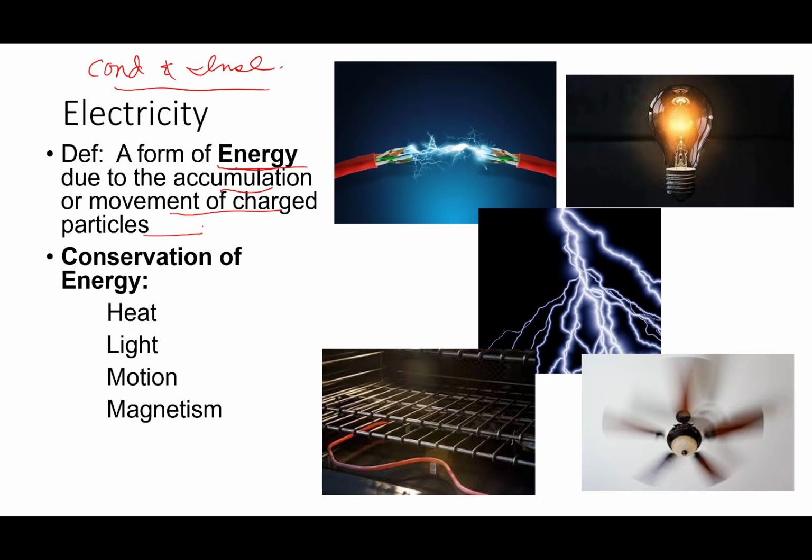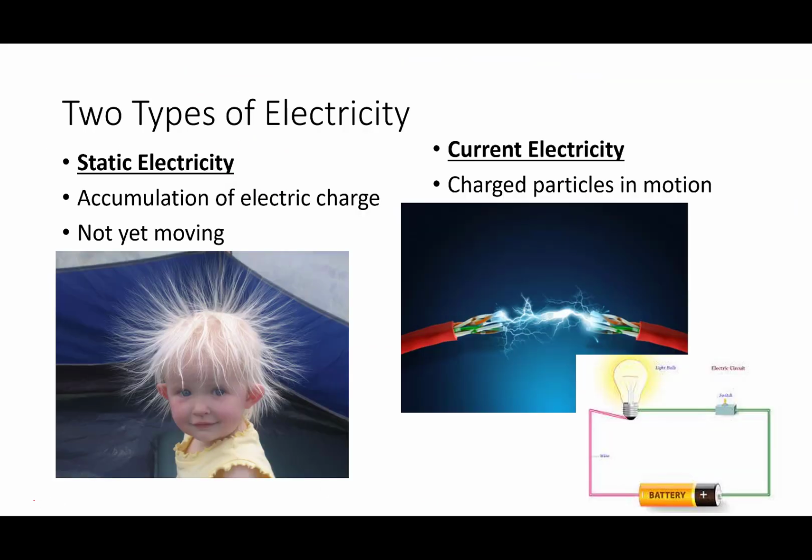Due to the law of conservation of energy, this movement of charged particles is a fabulous thing because we can take that energy and we can transform it into other forms of energy. Heat in an electric stove, light through light bulbs, motion in fans, and magnetism in some sort of an electromagnet. So electricity is just such a versatile way of moving energy from place to place.